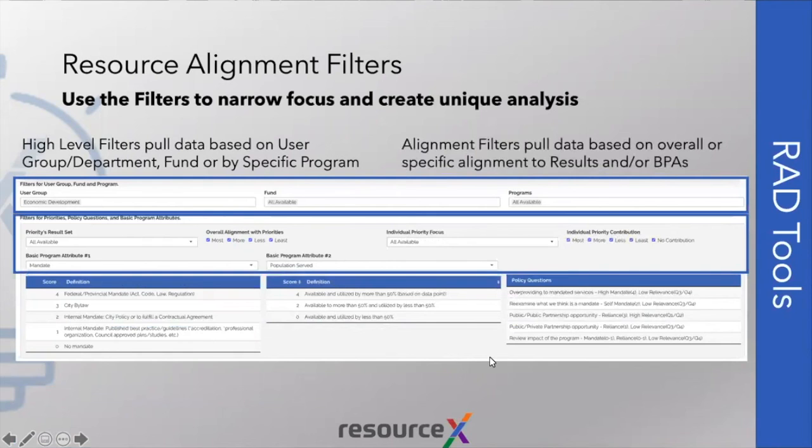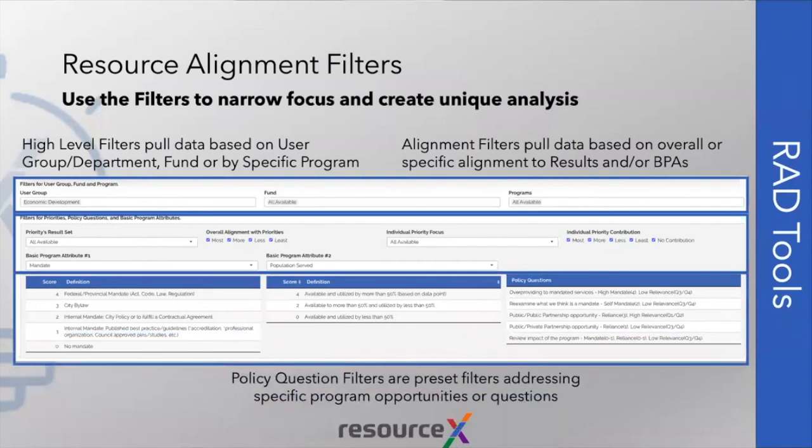The next level is to filter by your overall alignment or specific alignment to one result. So on the left, you'll see overall alignment with priorities: most, more, less, and least. And then to the right, you'll see individual priority focus. So you can filter by a specific result or priority or the overall final score alignment. The bottom filters are predetermined questions that help you filter into your programs.